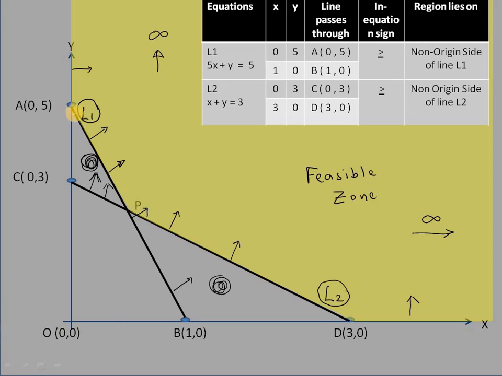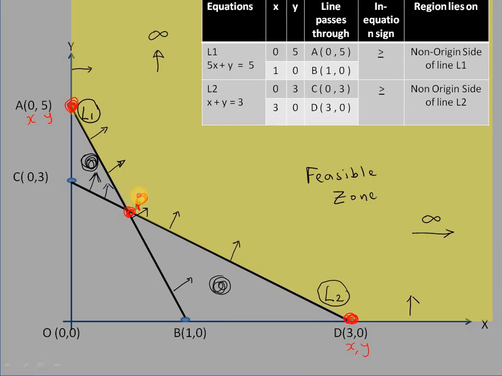ये फिजिबल जोन का कॉर्नर है पॉइंट A, पॉइंट P and point D. So our function, objective function, will be minimum at one of these points. तो हमें A के कोऑर्डिनेट मालूम है, x is 0, y is 5. हमें D के कोऑर्डिनेट मालूम है, x is 3, y is 0. हमें P के कोऑर्डिनेट, this is point P.